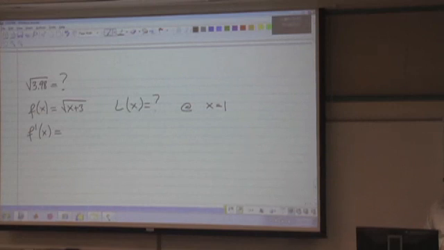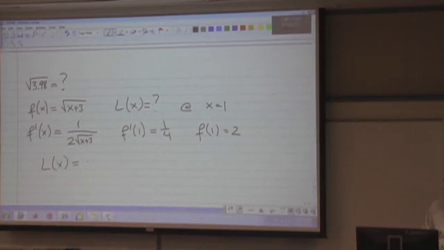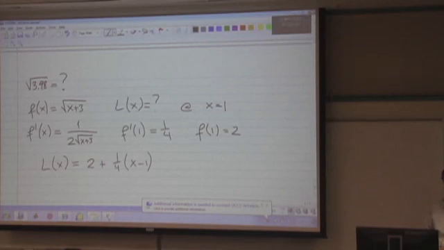So f prime of x is 1 over 2 times the square root of x plus 3. So f prime of 1 is equal to 1/4. And we know f of 1 is equal to 2, right? And so your linearization is going to be 2 plus 1/4 times x minus 1. Right? Or if you want to work the algebra, x over 4 plus 7/4.